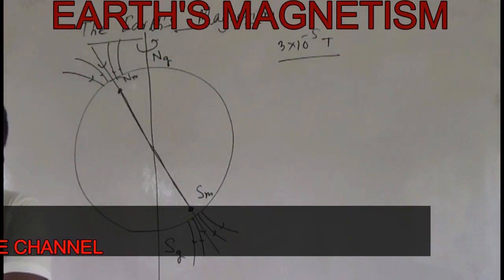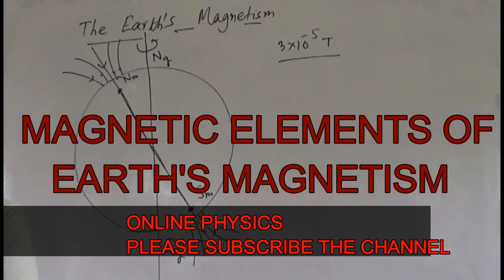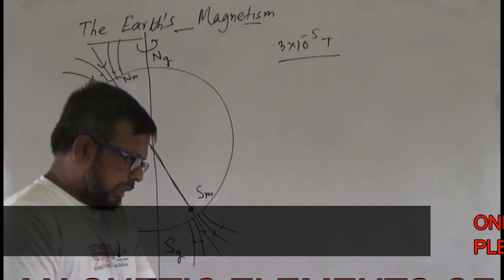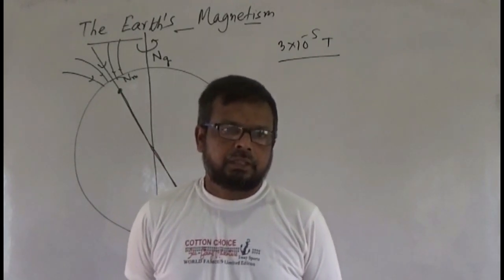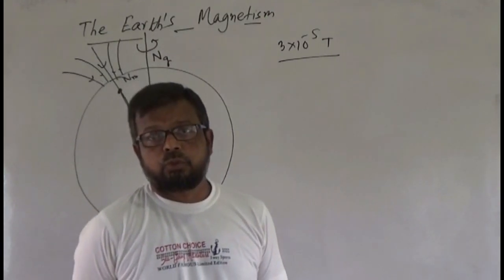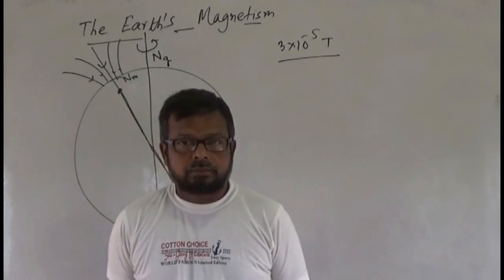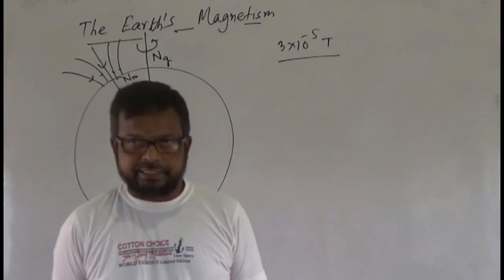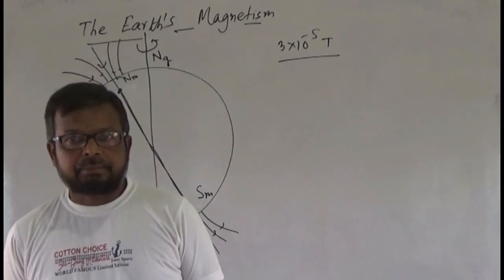We are going to discuss the magnetic field of Earth. To know the magnetic field due to Earth, that is Earth's magnetic field, we have to define three quantities, called elements of Earth's magnetic field or Earth's magnetism. Before that, we are going to define some terms.